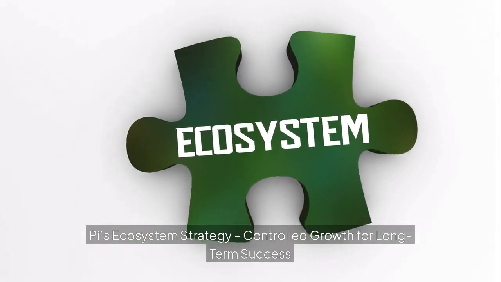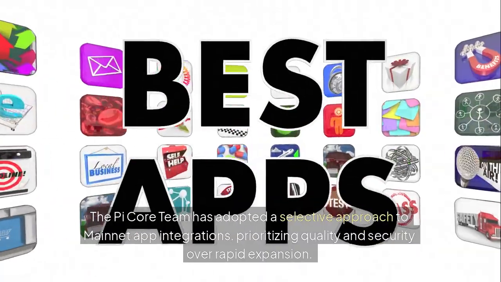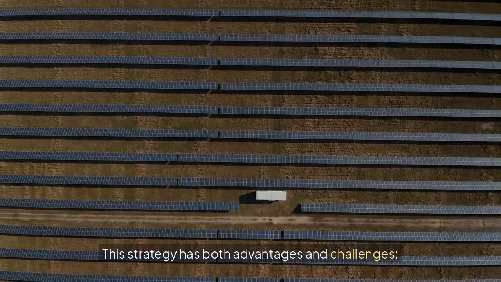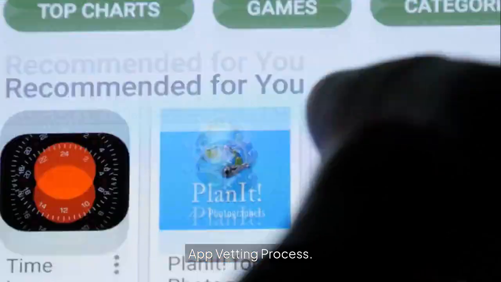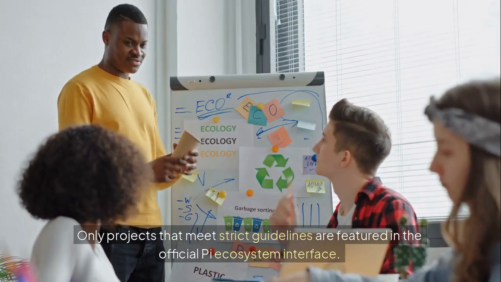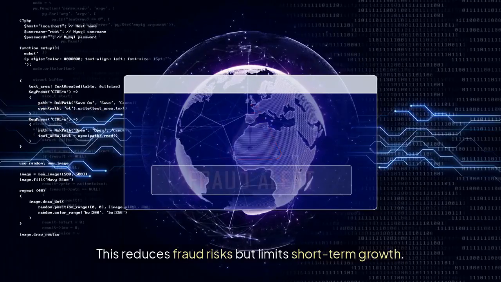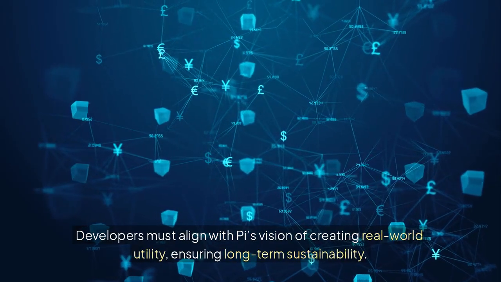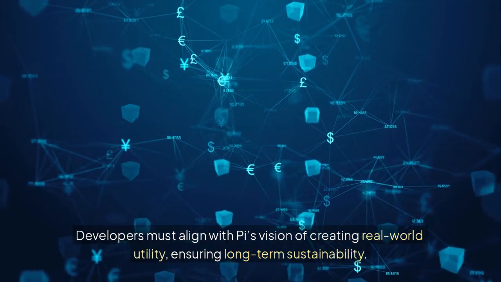Pi's ecosystem strategy. Controlled growth for long-term success. The Pi core team has adopted a selective approach to mainnet app integrations, prioritizing quality and security over rapid expansion. This strategy has both advantages and challenges. Key aspects of Pi's ecosystem development. App vetting process. Only projects that meet strict guidelines are featured in the official Pi ecosystem interface. This reduces fraud risks but limits short-term growth. Developers must align with Pi's vision of creating real-world utility, ensuring long-term sustainability.